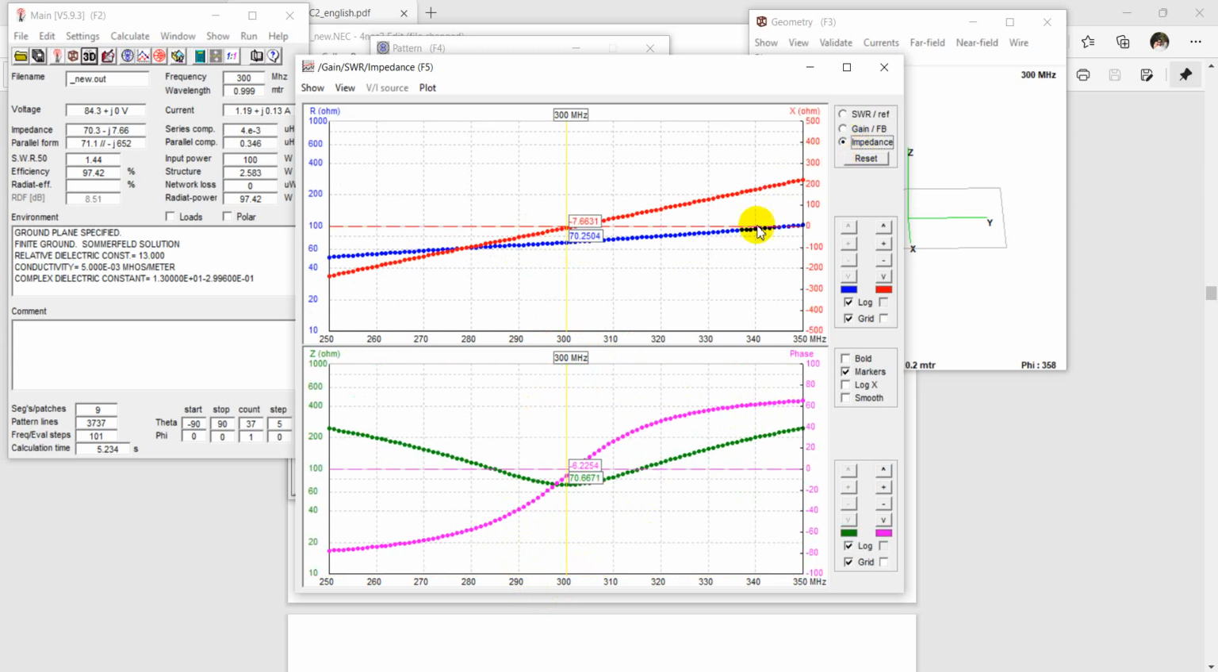And you see the input impedance section. You can see the value at 300 megahertz: minus 7.6631, which is the reactance, and 70.2504, which is the resistance of this antenna. This is the magnitude and phase form, which can be defined as r theta of the upper side value.